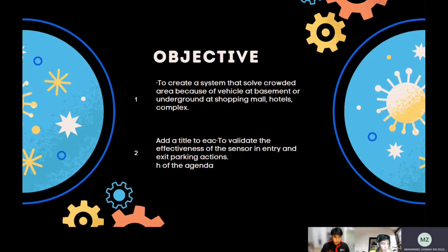There are two main objectives in this project. The first is to create a system that solves crowded areas because of vehicles at basement or underground at shopping malls, hotels, and complexes. And the second one is to validate the effectiveness of the sensor in entry and exit parking action.